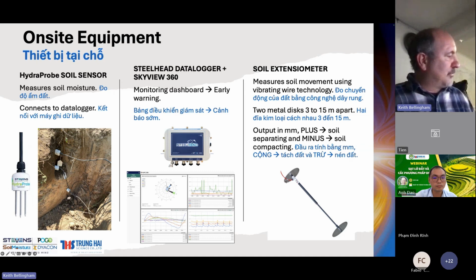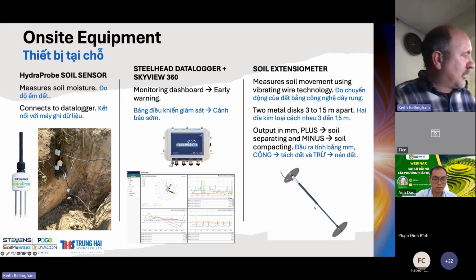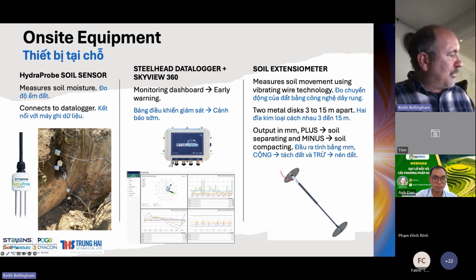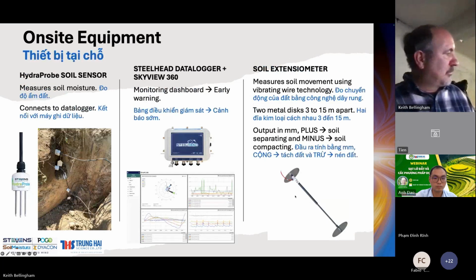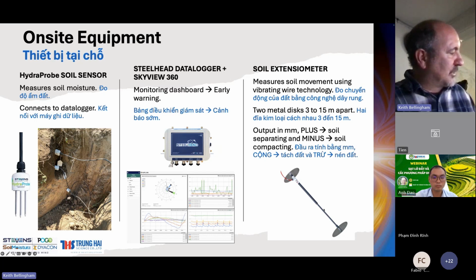Another sensor that can be placed in the soil is called a soil extensometer. And so these are two metal discs. This rod can be 3 to 15 meters apart on the slope. And so when moving soil either pushes on or separates these two discs, a signal can be sent to the logger and measure the distance. So this is another warning sensor that can be used and integrated into the warning system.